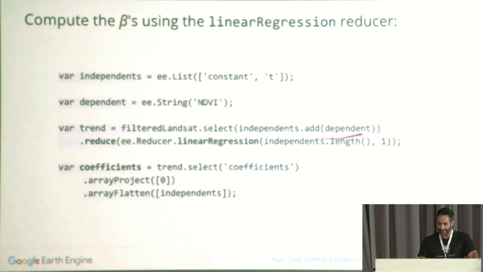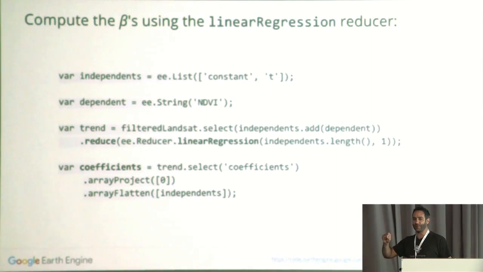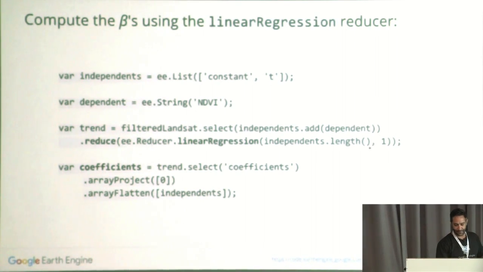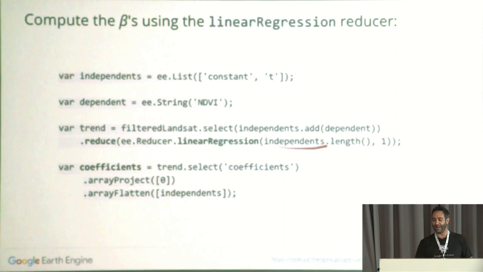When I do select, I'm just making use of the add function on a list, which is going to append NDVI to the end of this thing. So then we have a list of the band names in the proper order. Now we say reduce and linear regression, and what the linear regression reducer wants to know is how many independent variables you have and how many dependent variables you have. So we're just telling it the number of independent variables we have is the length of that list, and the number of dependent variables we have is 1. So those are the arguments to the linear regression reducer.